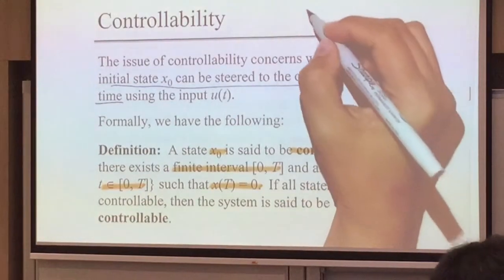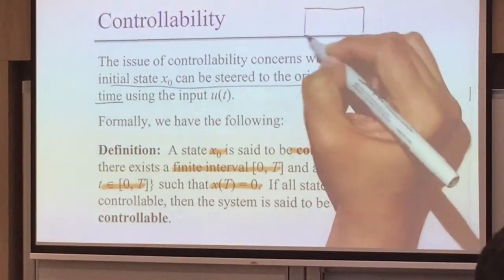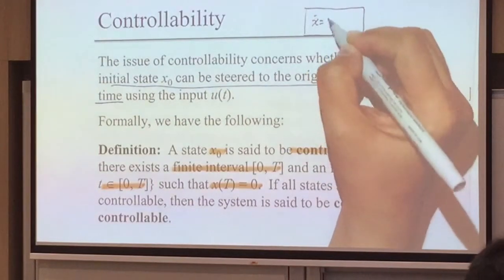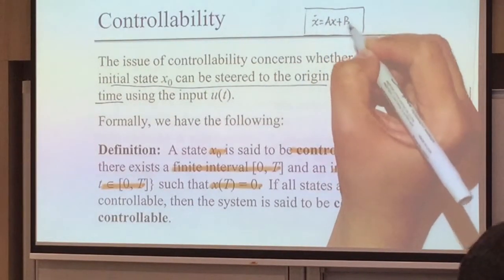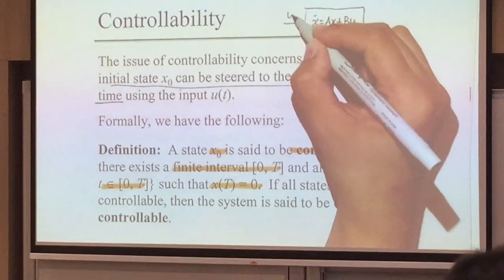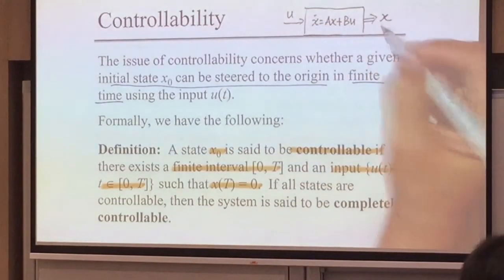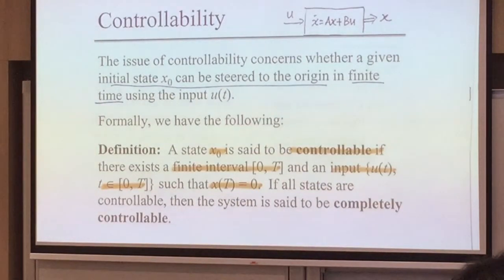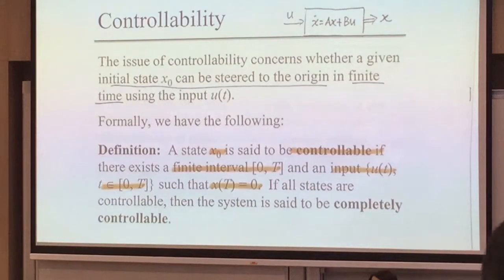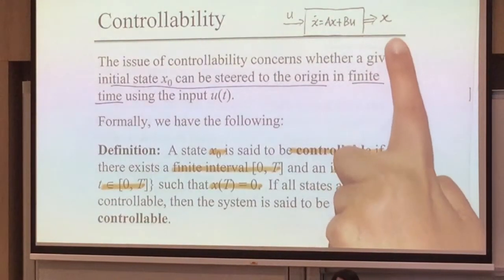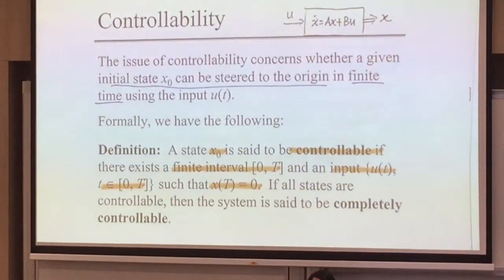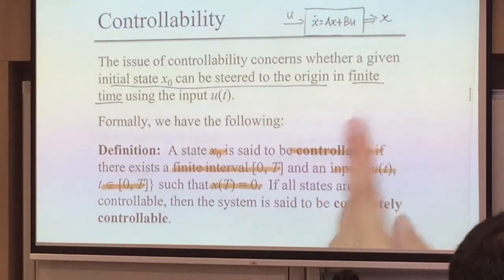Our system is x dot equals Ax plus Bu. The input is u and the output is x, a vector. So there's no reference. We say that a system is controllable if we can steer the state x back to the origin, meaning the dynamics of A is very stable, in a finite time, using an input u.